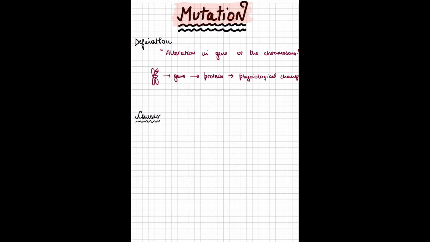Now, what if this gene is mutated? If this gene is mutated, it will form abnormal protein or it will form no protein. In both scenarios, the physiology of the body is disturbed. So, what is mutation? Mutation is alteration in gene or the chromosome.